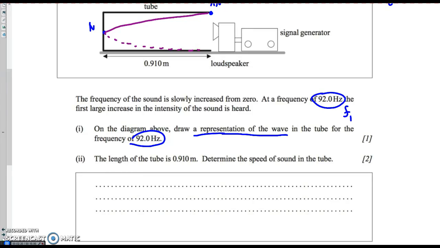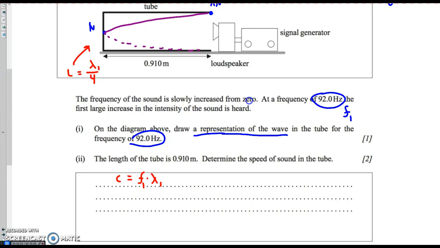Speed, we know, is f frequency times lambda. We know f1, so we need lambda 1 to calculate the speed. How do we find lambda 1? We can look at the picture up here, and we could just realize that the length L fits 1/4 of a cycle, or in terms of distance, it fits lambda over 4. That's lambda 1 because it's the first wave that we can produce.